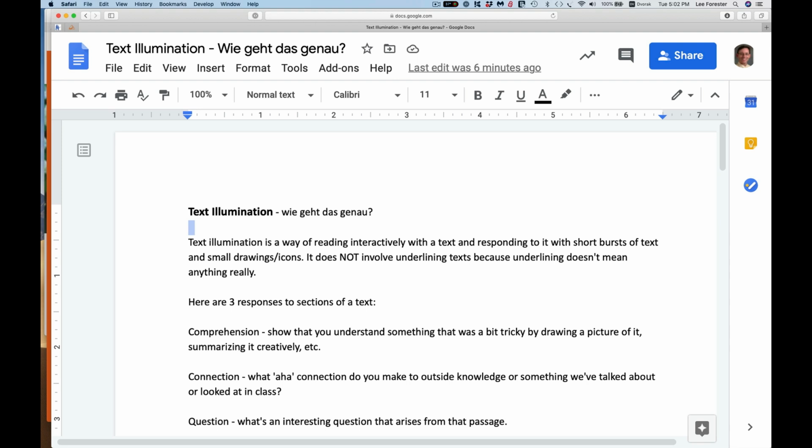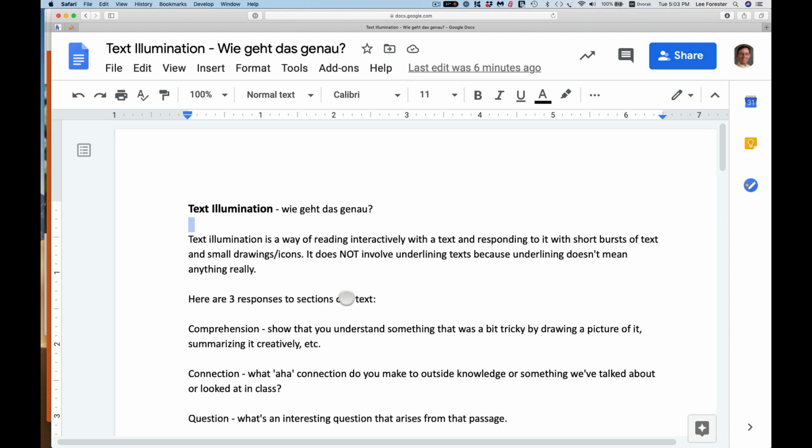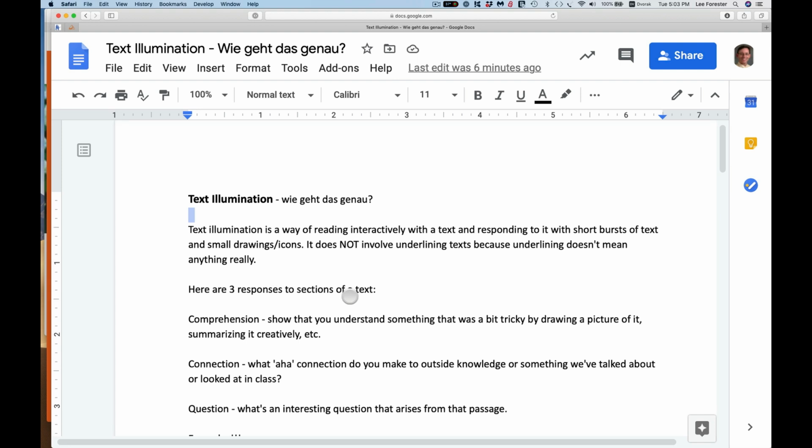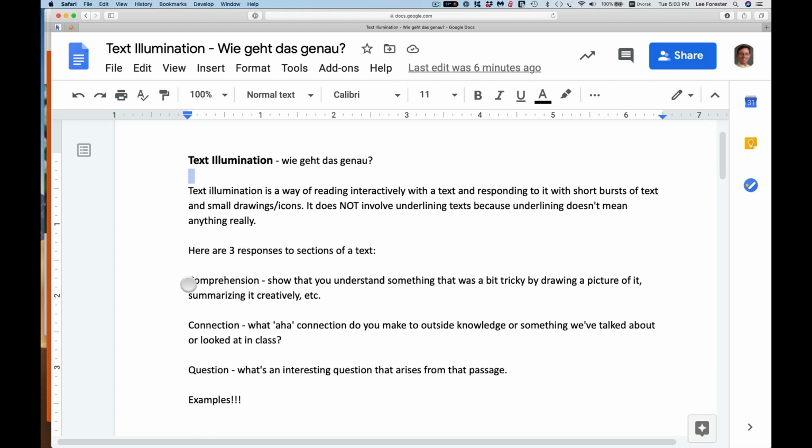But text illumination is a way where you print something out and, using a pen or pencil or various colored instruments, whatever you want, interact with it by writing on the page. Now, you can actually do this in a book too, but we don't have a book that we're going to be doing this with. We'll be doing it with things that we print out separately. So what do you do? You print out the text and then you start reading it, and you read it actively, and you're looking for things you understand, and that would be what I call comprehension.